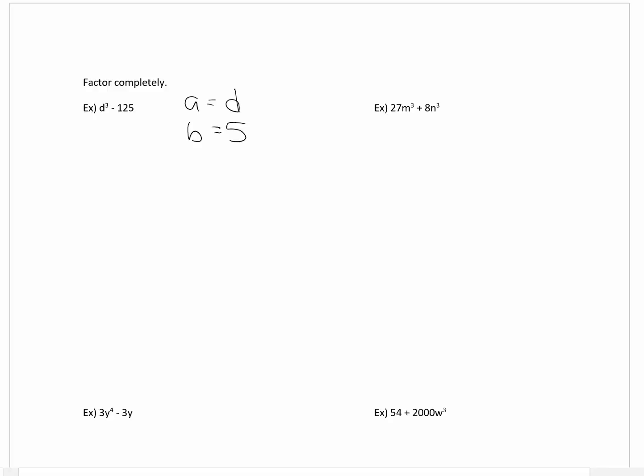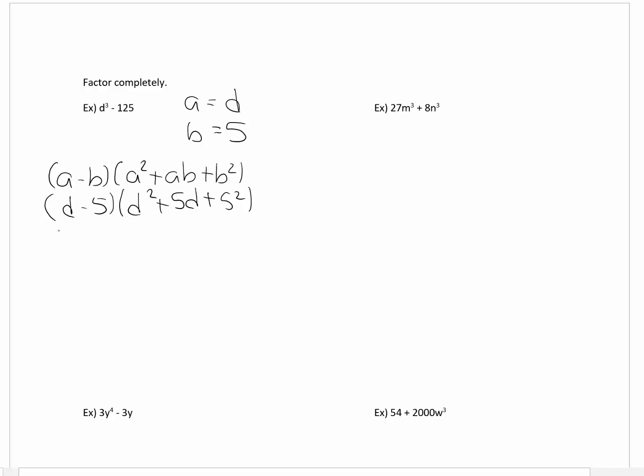So I'm going to write out the difference of cubes formula. And now let's plug in what I know. A minus B, that is D minus 5. A squared, well, that's D squared. A times B, that's 5D, plus 5 squared. So underneath, I'll simplify 5 squared, which is 25.